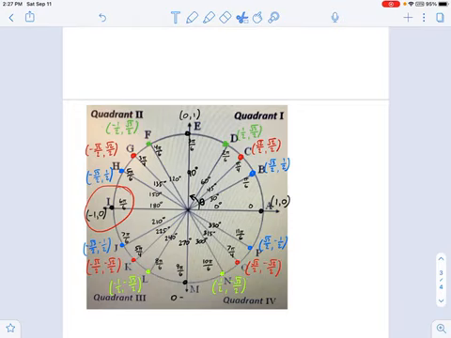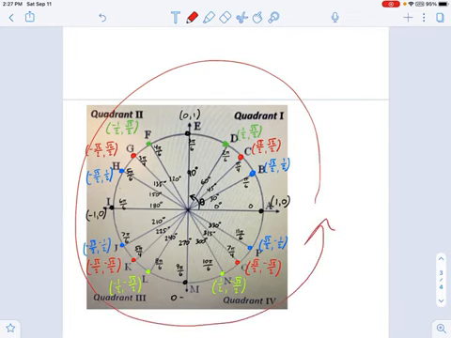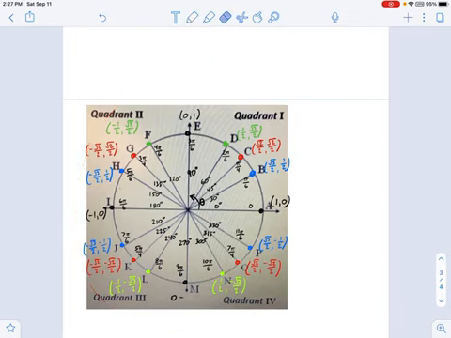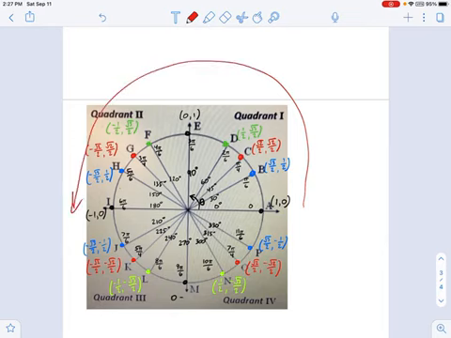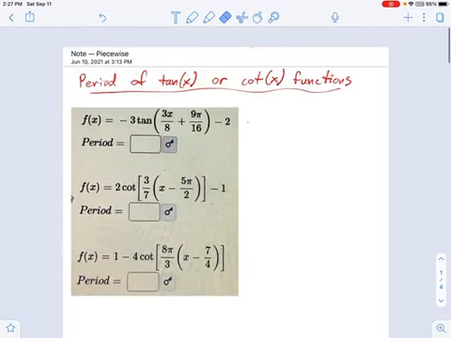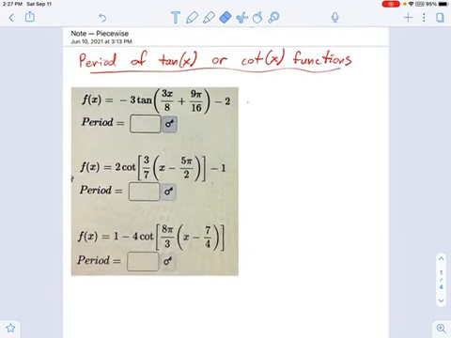The period talks about how long it takes for the function to repeat itself. Well, with the sine and cosine, if you remember, you have to go all the way around the circle before it repeats itself. But with a tangent function, you only go halfway around the circle. Okay, it repeats more rapidly. So you can see why the formula for calculating period is going to be a little bit different.